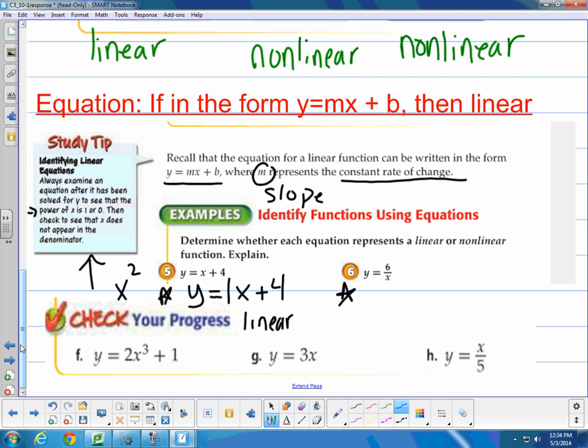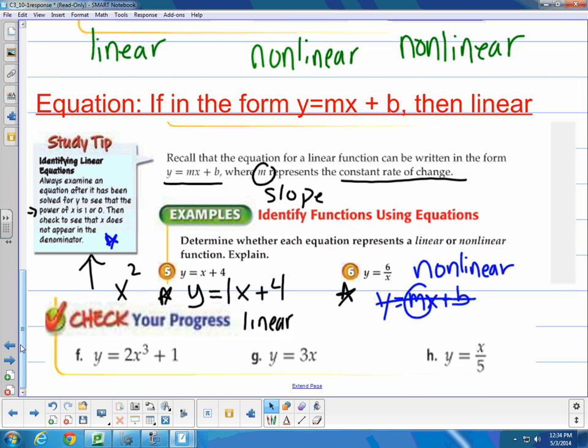Over here, I have y equals 6 over x. I could not write this as y equals mx plus b. And if we go back to our study tip, it says that x does not appear in the denominator. So since x is in the denominator, I know that this cannot be written in slope-intercept form where I would be given a constant rate. So this is a non-linear function.